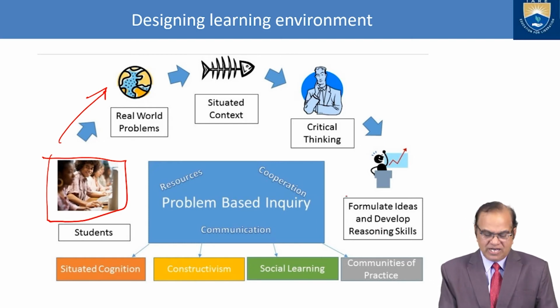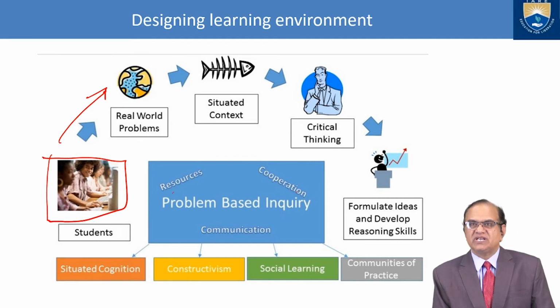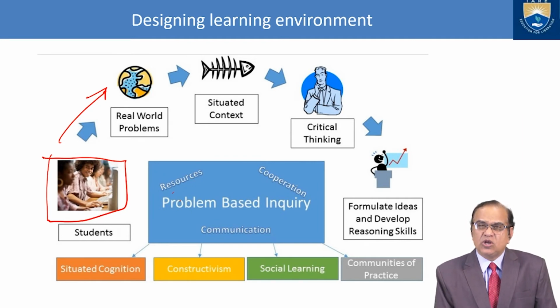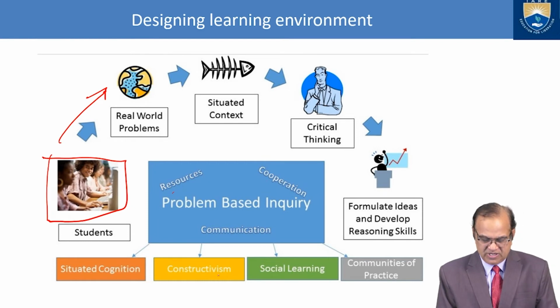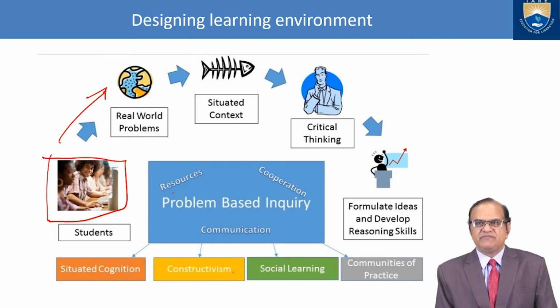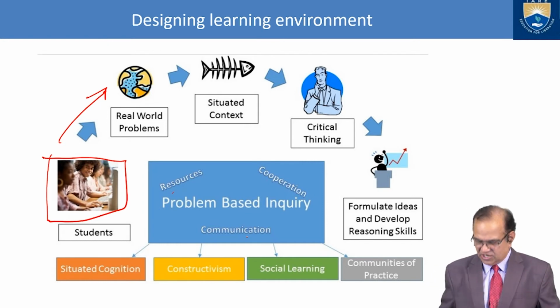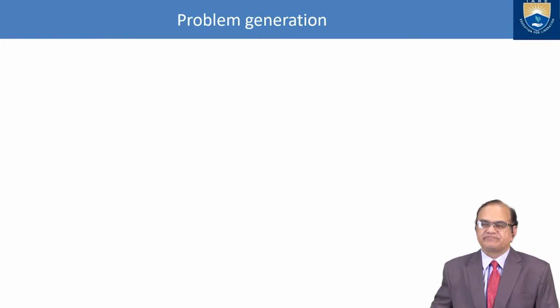So here you see resources and cooperation. In problem-based learning, you need the resources and the cooperation. So what are the resources and the cooperation? Situated cognition, then constructivism, social learning, and community of practice. These are the people from whom you have to communicate, you have to give your message to all these areas.